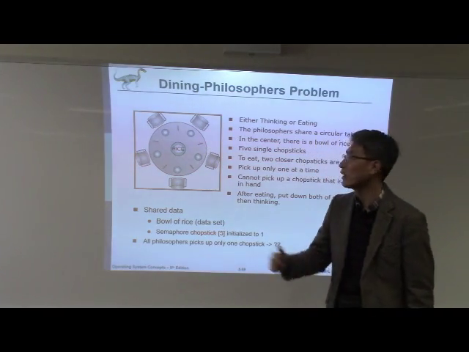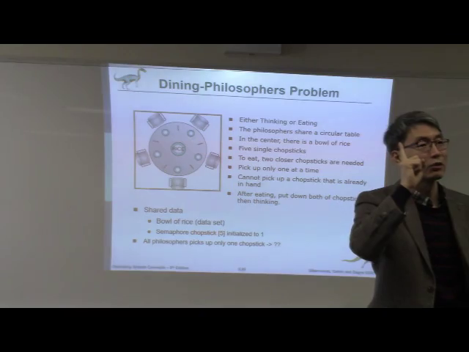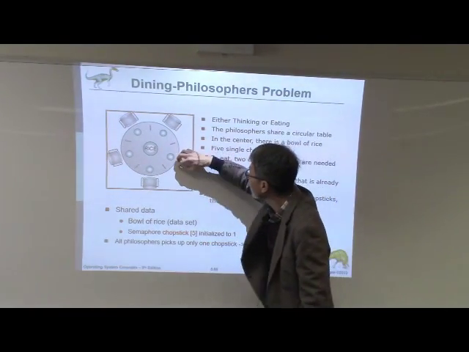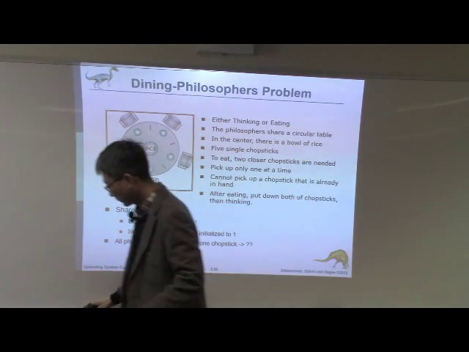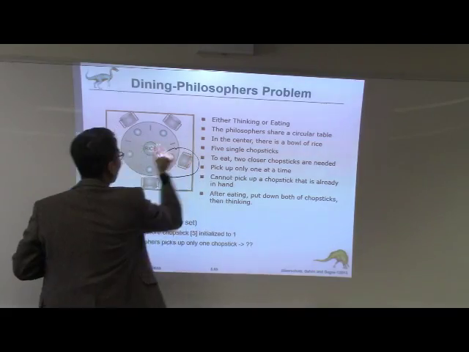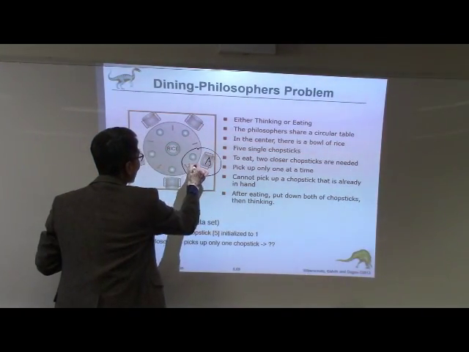Unfortunately, each philosopher has only 1 chopstick, which means to eat the rice, to consume the resource, this one is needed. So for example, this is a chopstick for this process, process A, chopstick 0.